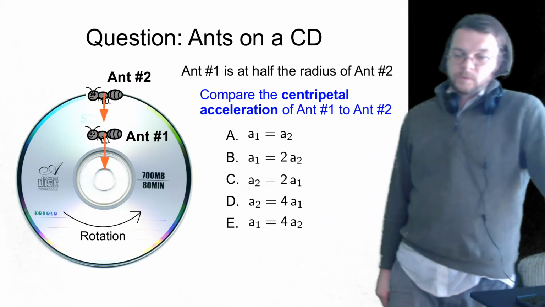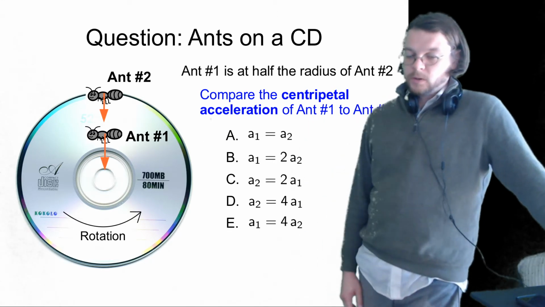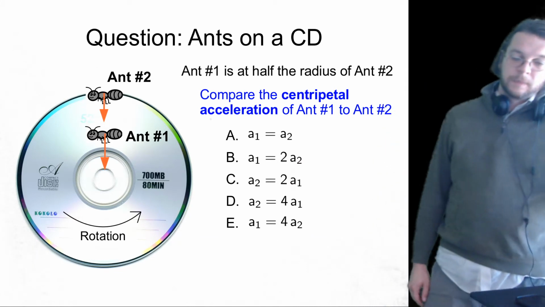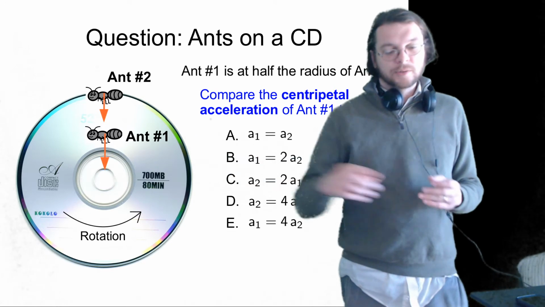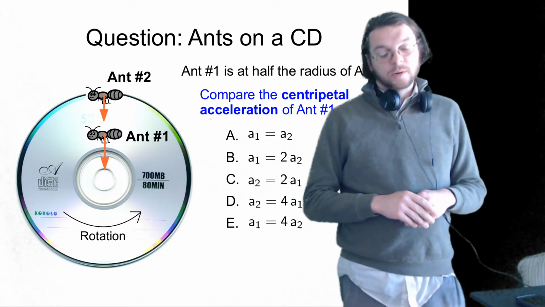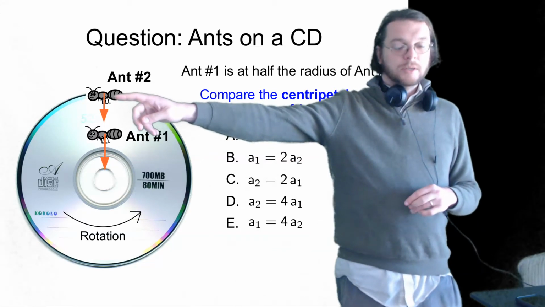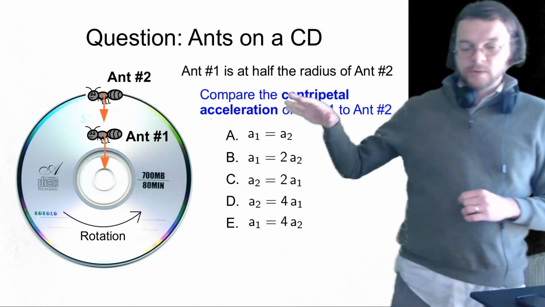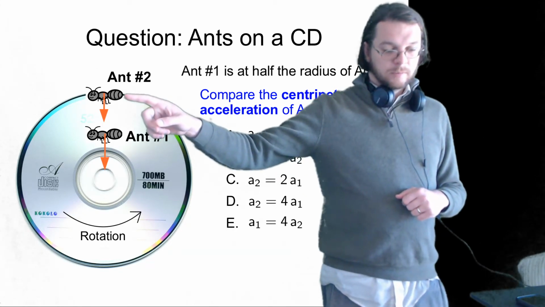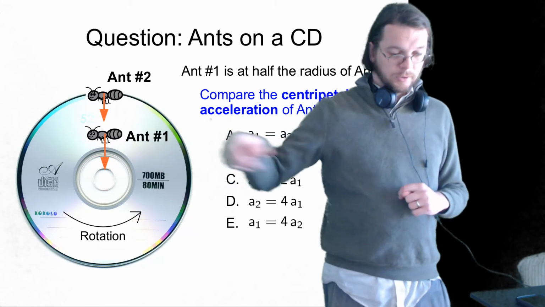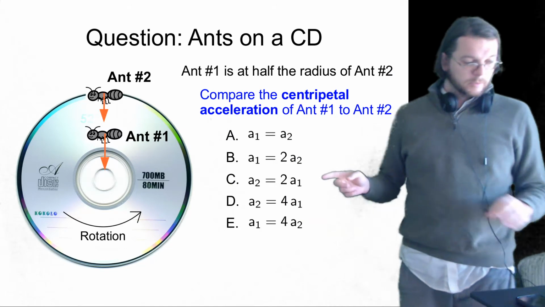Here's a tricky one. Compare the centripetal acceleration of ant 1 to ant 2. Are they the same? Are they different? In other words, what kind of acceleration would these ants feel if they were spinning around like this? Part of navigating this question is which ant feels more acceleration, the one that's further away, or the one that's closer to the center? So think about that one for a minute.